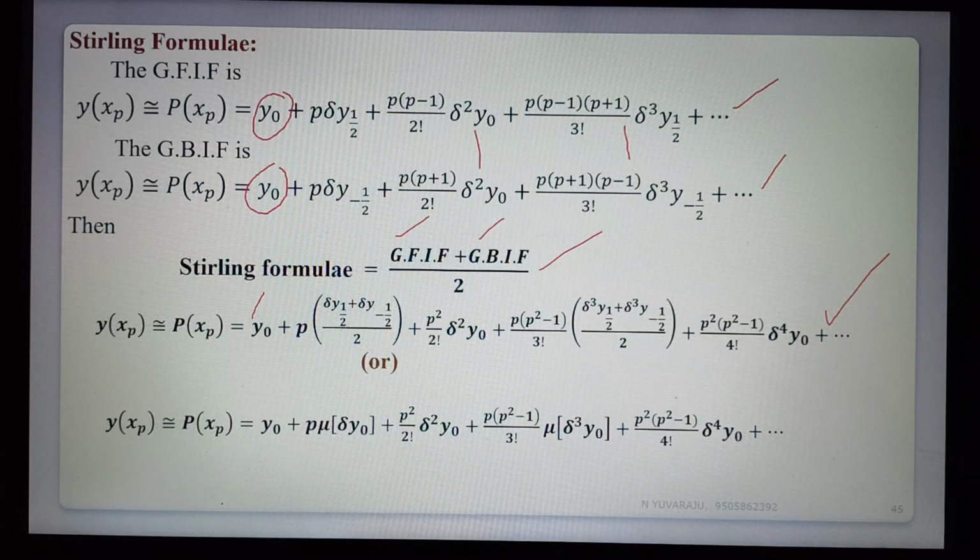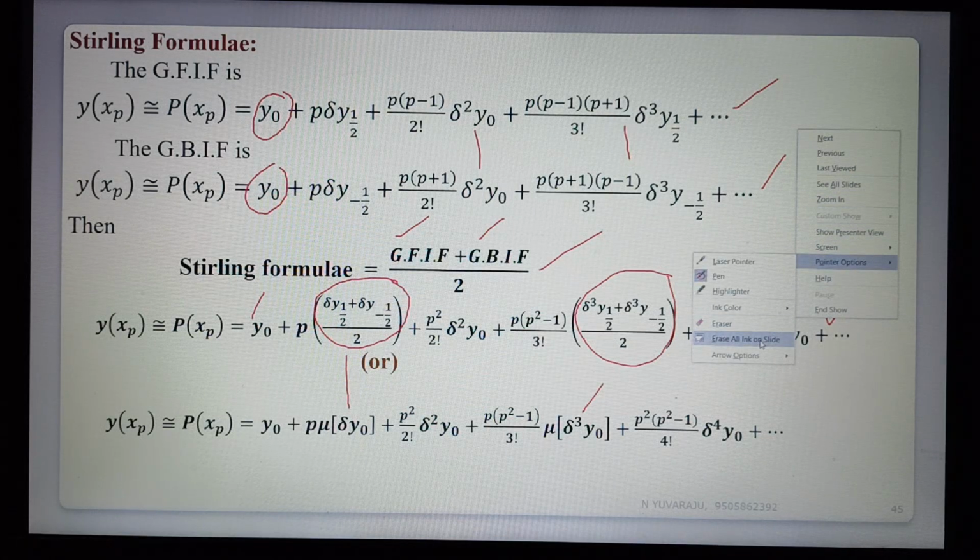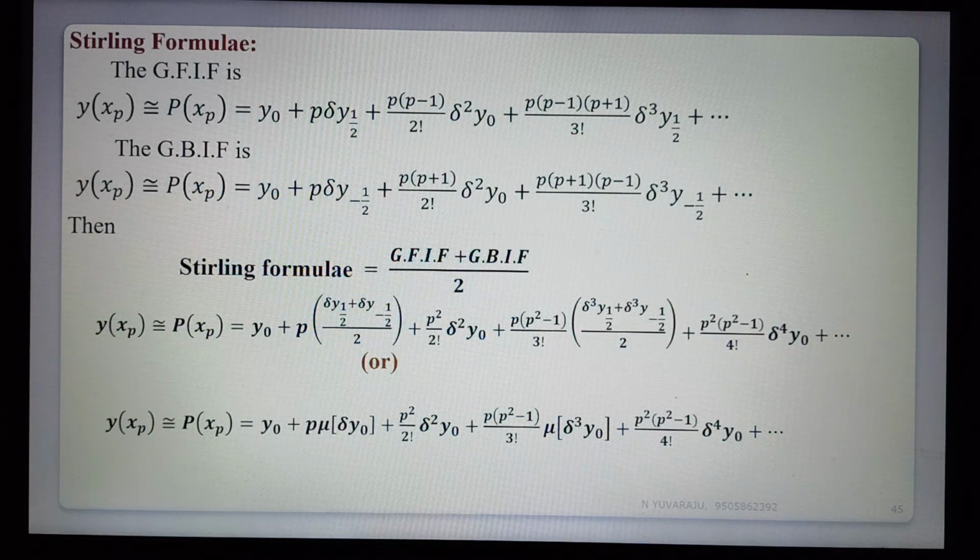Similarly, we choose the assumption: this value is equal to mu, and this is equal to this value, up to and so on. So both are the same formula. This is the Stirling formula. This is the average, and the average of both is assumed as mu of delta y naught. This is the average mu delta cube y naught.